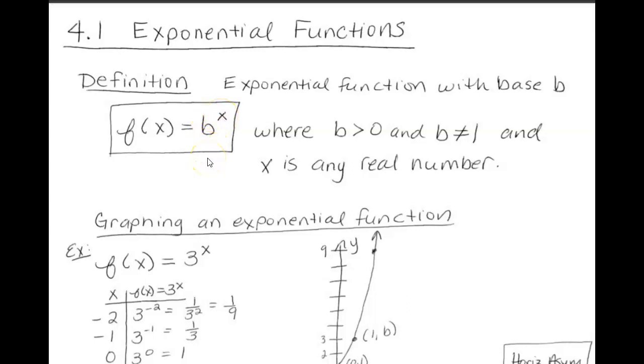All right, so it's still going to involve exponents, but the behavior of the graph will be different because the variable is in a different location. Notice it says x can be any real number. So that's telling us that the domain of all exponential functions is negative infinity to positive infinity.